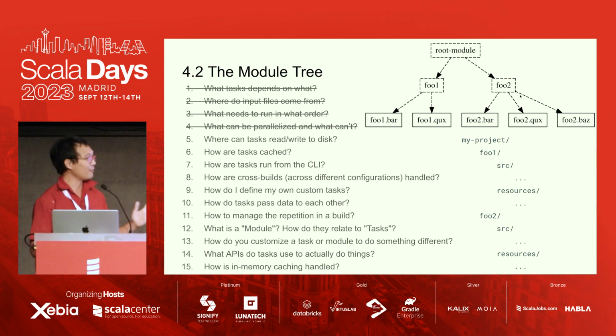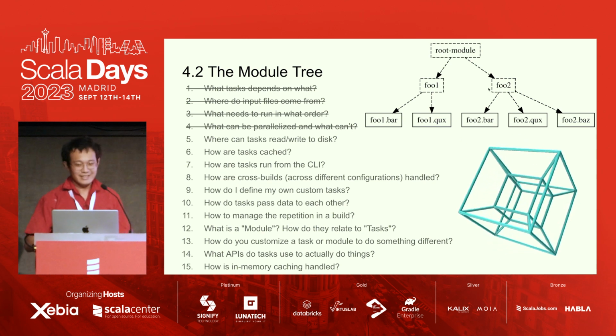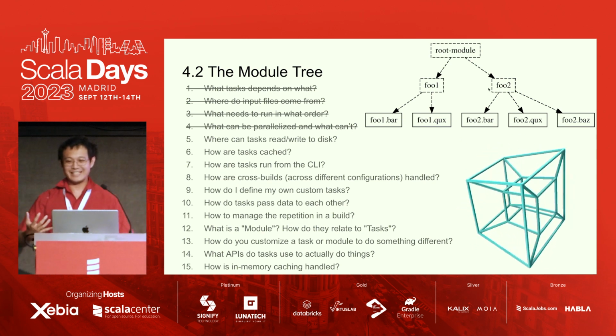And Mill follows that very closely, so that the file system tree we have in the bottom right is identical to the logical tree we have in the top right. And the same applies to the output folder. The output folder mirrors it exactly. So not every build tool makes the same decision.